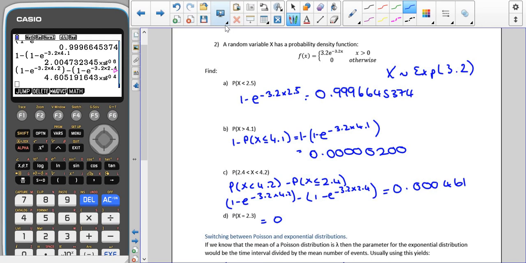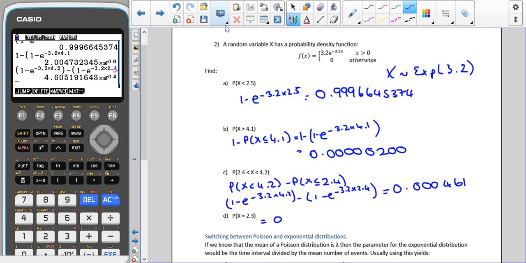Part C, between 2.4 and 4.2. That means that we're doing the probability of x being less than 4.2 minus the probability of x being less than or equal to 2.4. Again, that less than or equal to doesn't change how we are going to be doing our working. So then we've got 1 minus e to the minus 3.2 times 4.2 minus, in a bracket, 1 minus e to the minus 3.2 times 2.4, which ends up giving us 0.0000461. And again, you can still see that in my calculator there. I've just rounded it to 3 significant figures.